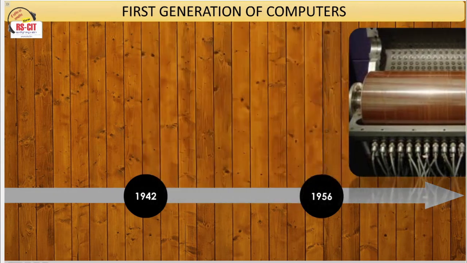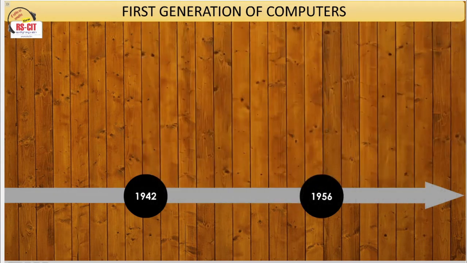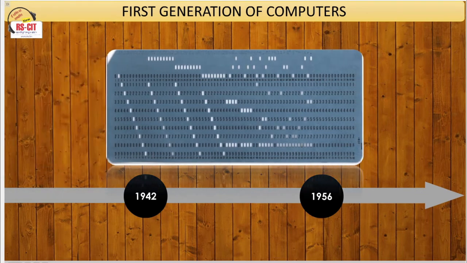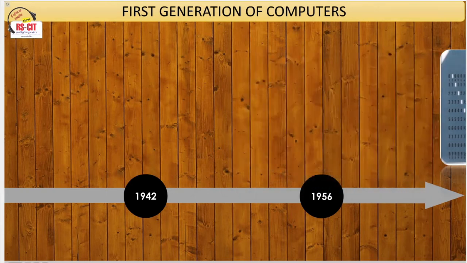The first generation computers operated upon machine language and used it as programming language. Input was given to them by punched cards and paper tapes. They were able to solve one problem at a time.